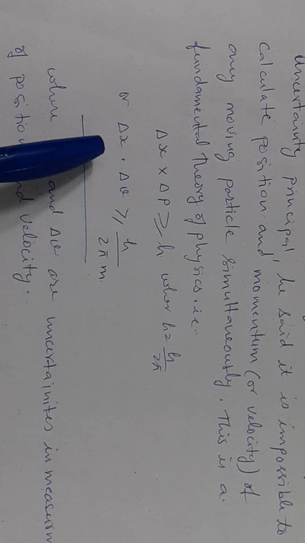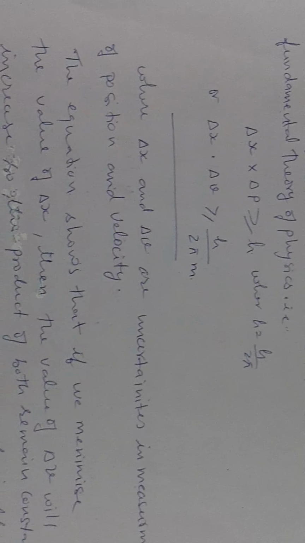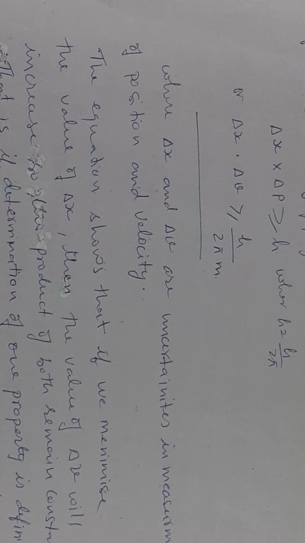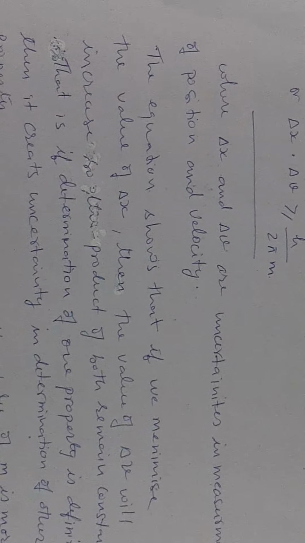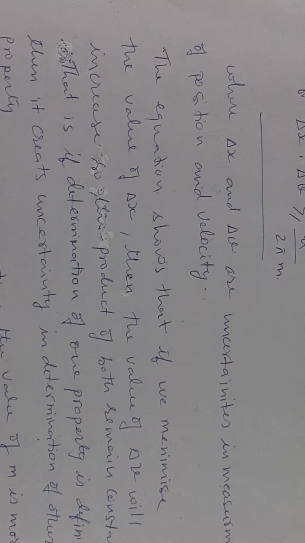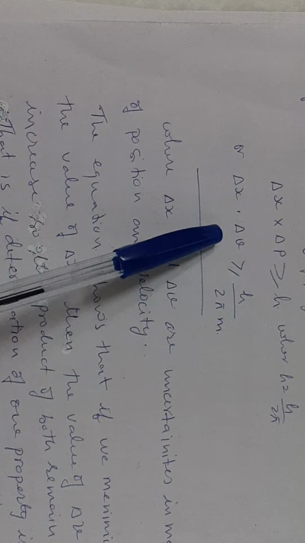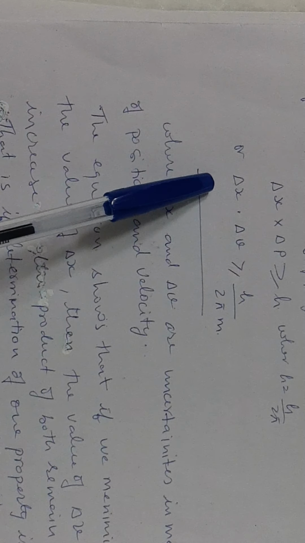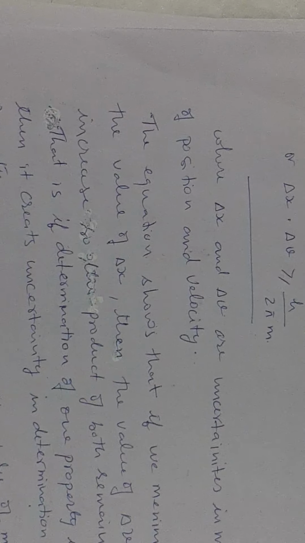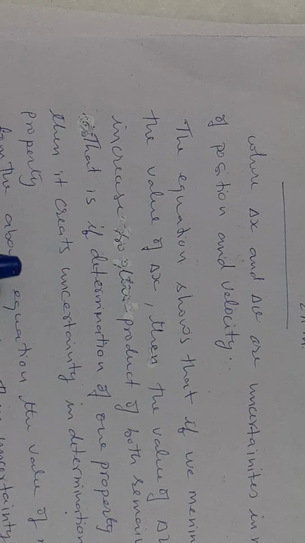or we can say delta x into delta v is equal to or more than h upon 2 pi m, where delta x and delta v are uncertainty in measurement of position and velocity. So from this equation it is shown that if we minimize the value of, suppose, delta x, then the uncertainty delta v will be more, or if we minimize the value of delta v, then delta x will be more. So the product will be equal to the constant h upon 2 pi m. That is, if we determine one property definitely, then it creates uncertainty in determination of the other property.